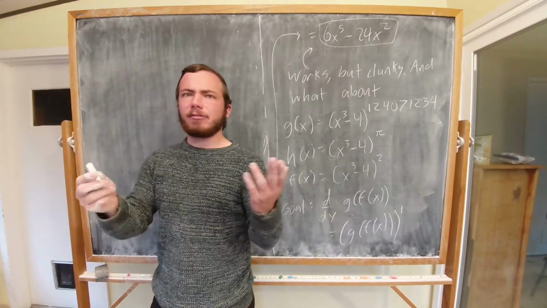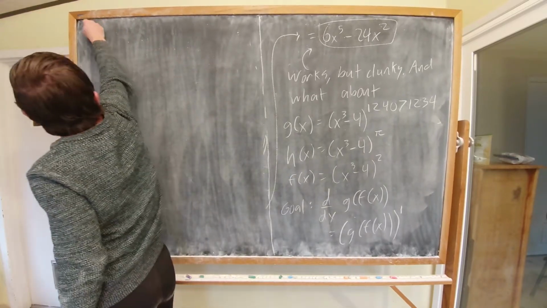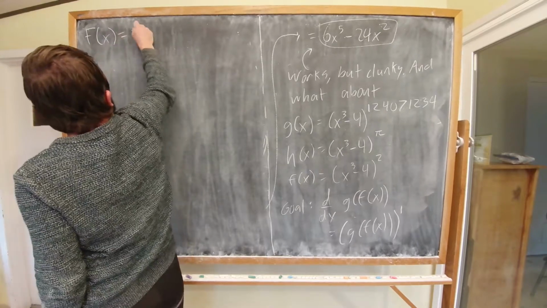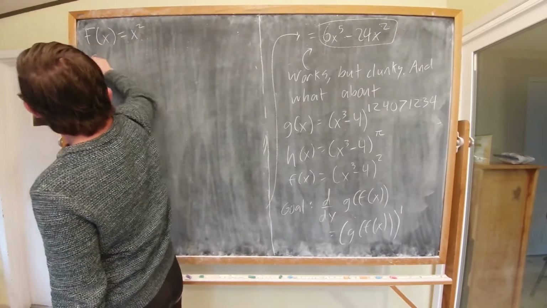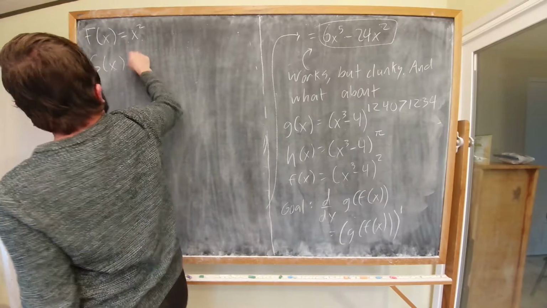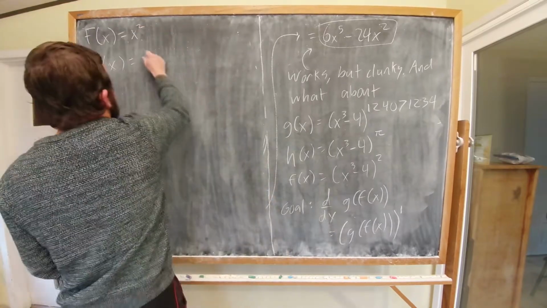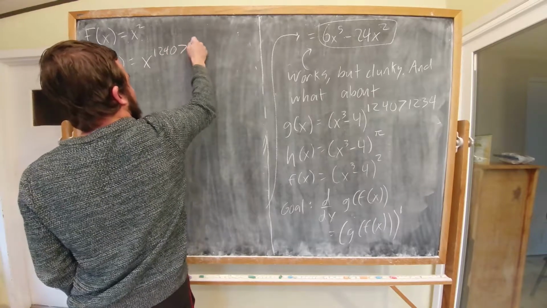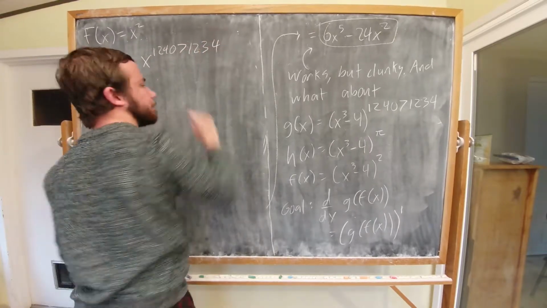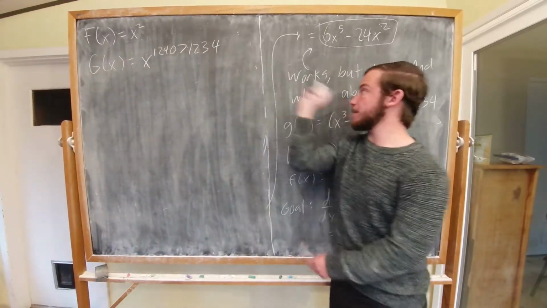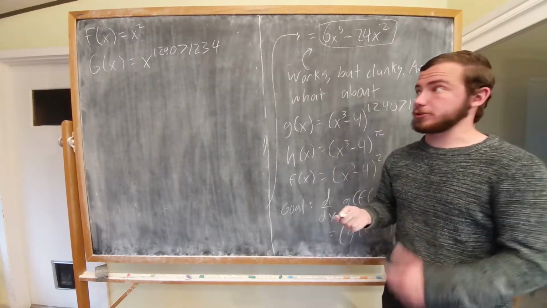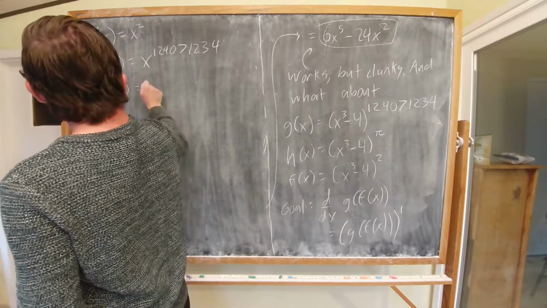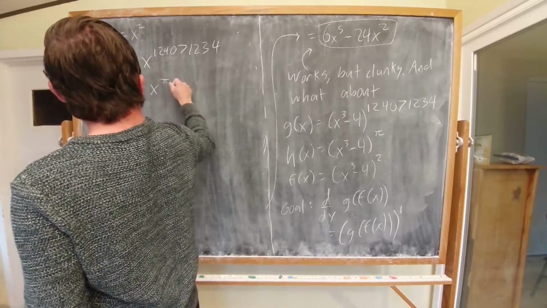Maybe I write down capital F of x equal to x squared. Capital G of x equal to x to the 1,240,712,34. So, same power. Okay, those are all good. Maybe h of x equal to x to the pi.